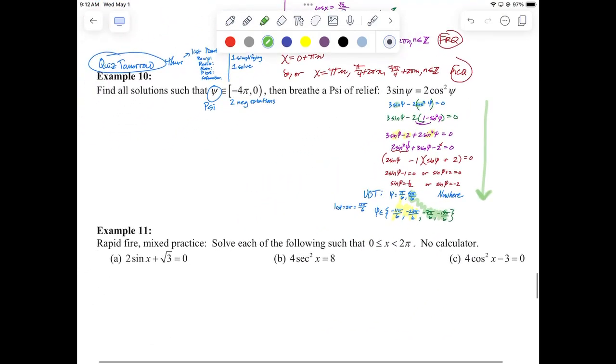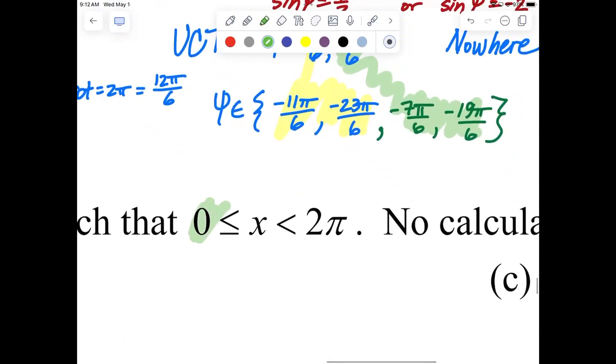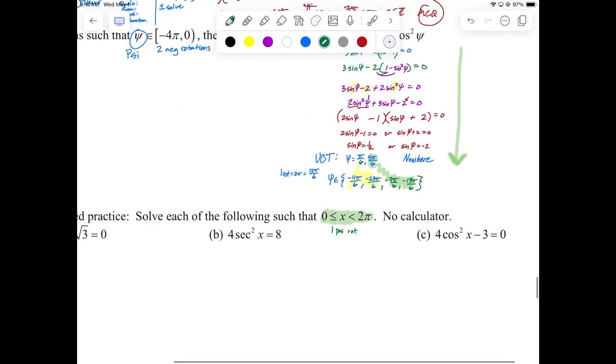All right. Number 11, rapid fire mixed practice. Solve each of the following between 0 and 2 pi. Okay, so I put you back in your comfort zone, right? 0 to 2 pi, this is one positive rotation. That's where we like to live. No calculator required.